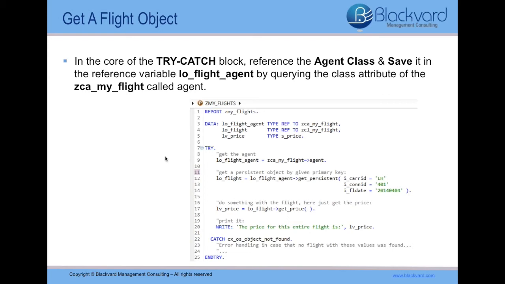Line 20 contains a small statement that shows we have a printout, just a small text: the price for this entire flight is, and then the attribute. If this was successfully loaded from the database, LV price would contain some values.